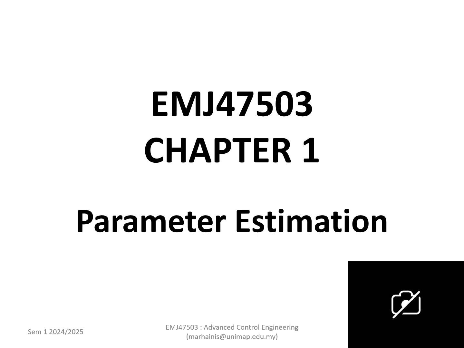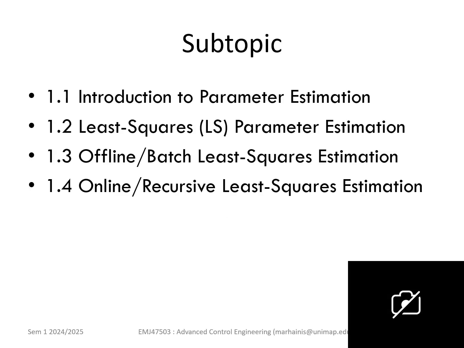So it's more to the theoretical part, so I try to finish everything in chapter 1 by today so that we have discussions on Friday regarding the examples and the mathematical derivation and solution. Okay, so these are the subtopics for chapter 1. There are 4 parts. The first one, introduction to parameter estimation, and then least square, LS parameter estimation, and then offline or batch least square estimation, and the last one is online, recursive least square estimation.